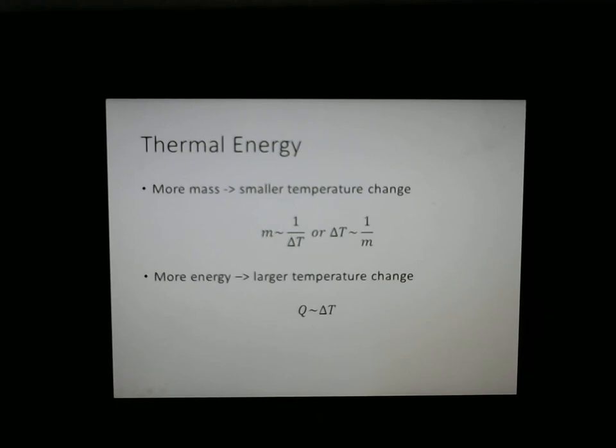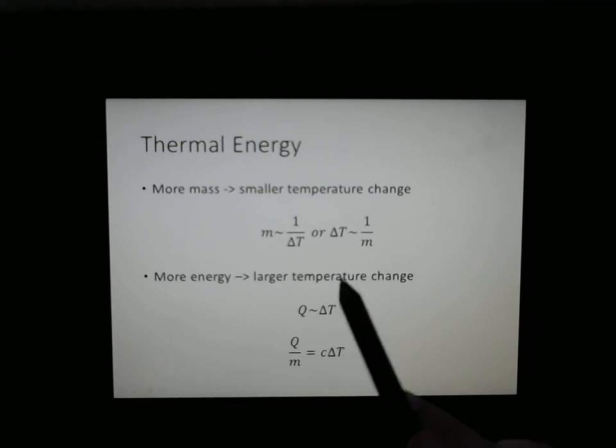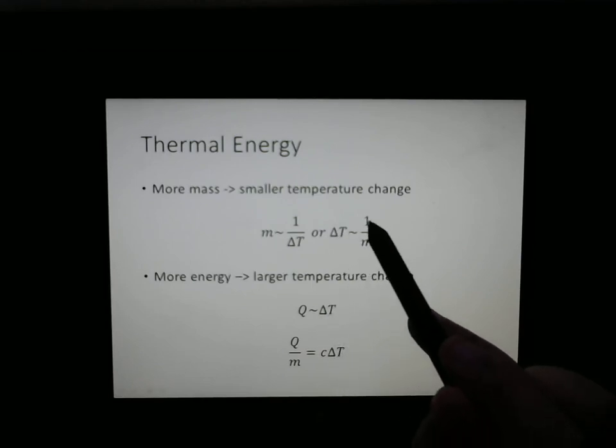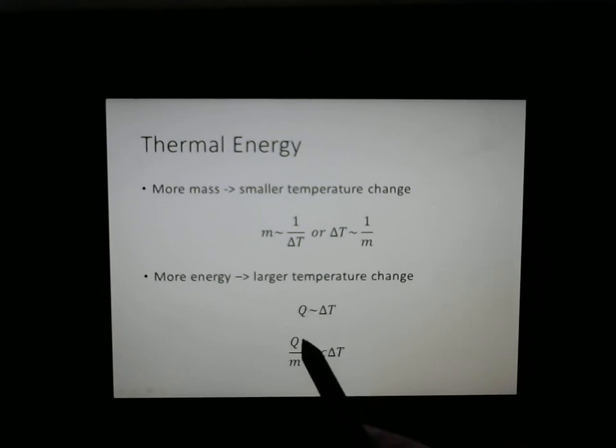We can put these together as well. Now, you can't actually calculate anything with proportionalities, so we need to create a constant. If we combine these, I've got delta T in each, but here I've got 1 over m, and here I've got Q on the top, so it's Q over m. But we need to slap a constant of proportionality in there, c. This is called specific heat capacity. I'm not going to write that down because it's going to be a part of our later videos.